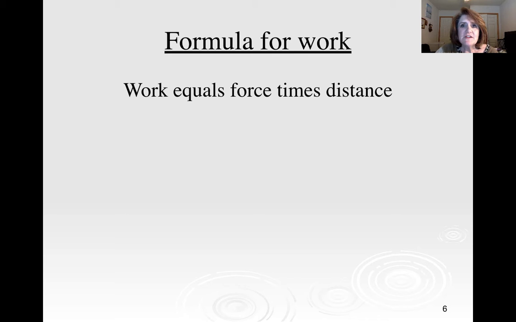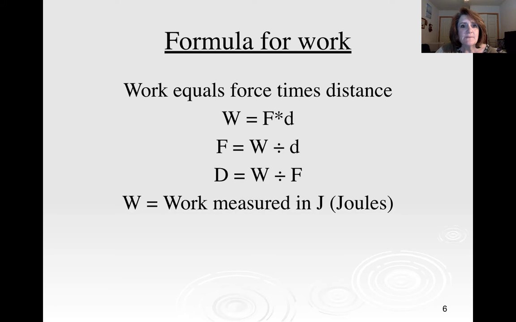So on your formula sheet, let's add the formula for work. Work is equal to force times distance, or W is equal to F times D. But we don't always have to just find work. Sometimes we'll have to find force. Force is work divided by distance, and distance is work divided by force.